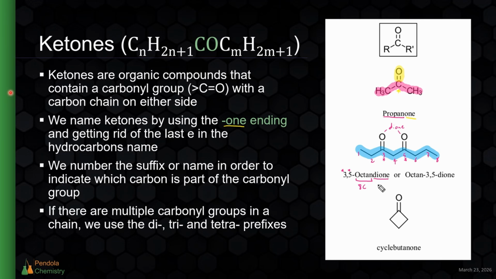Now, unlike aldehydes, which cannot be in a cyclical, ketones can be in a cyclical, and this should be an O. And we're going to use the same naming convention. So this is a 4-carbon cyclical. So that will be cyclobutane, will be the name if there was no ketone. But because there's a ketone, all we're going to do is get rid of the E and put the -one ending. So cyclobutanone.